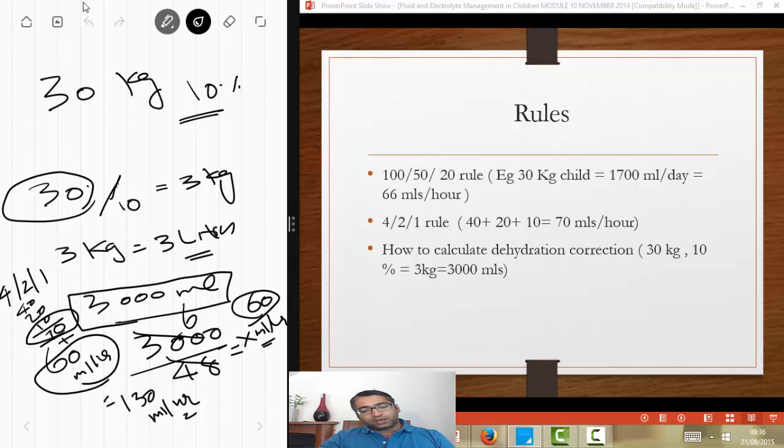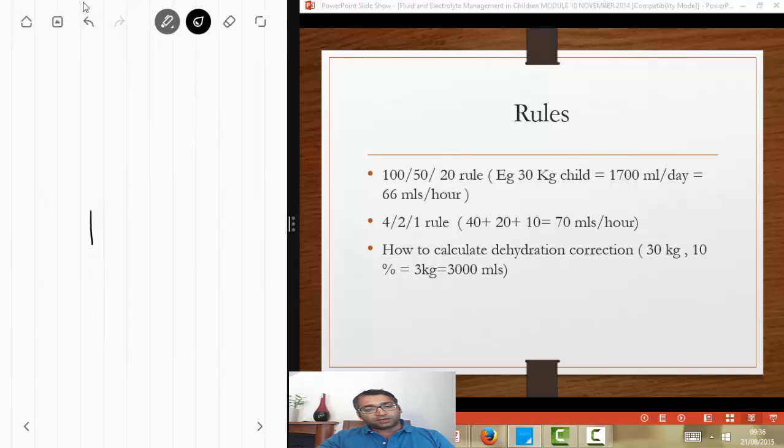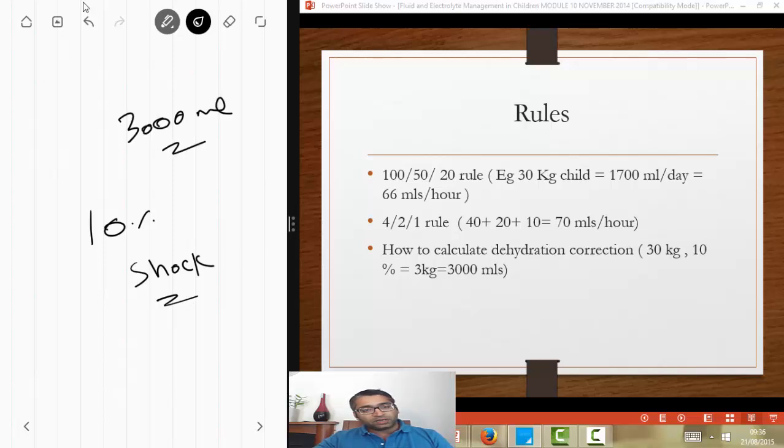Now, one scenario you have to remember is, for example, this child with 10% dehydration is clinically in shock. You have to get them out of shock. So what you would do is, out of that 3000 mls, you would give 20 ml per kilo as a bolus. So this child is 30 kilograms times 20, so 600 ml out of this 3000 mls you would give as a bolus. So that's a push. Maybe within 10 or 20 minutes you would push it as quickly as you can.